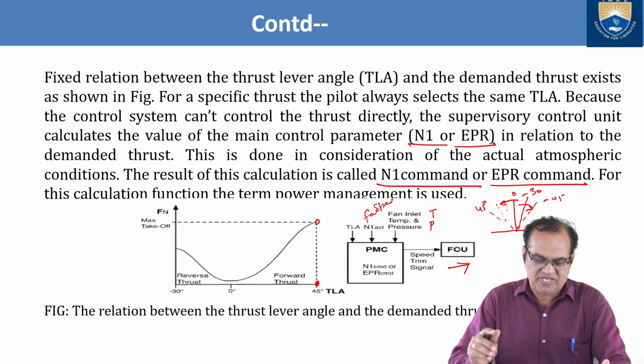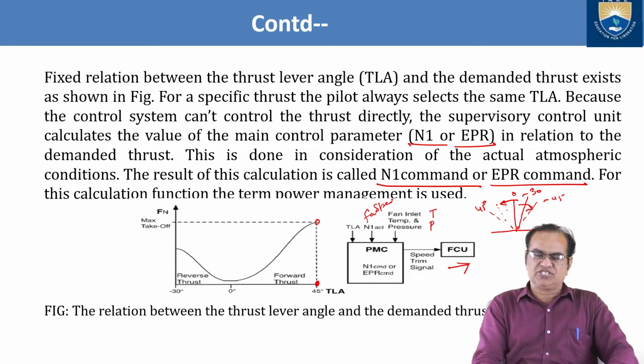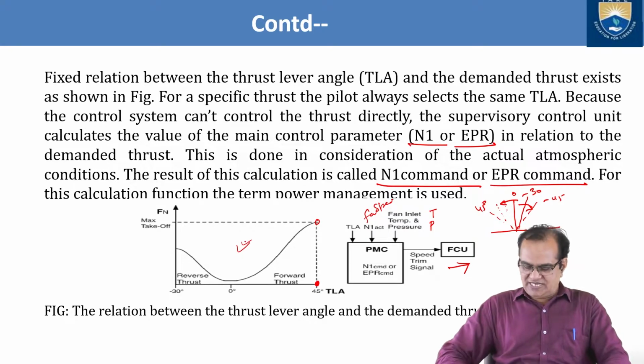So in this way, it is shown here the relation between the thrust lever angle and the demanded thrust. So how much thrust is required and how much angle is required, this plot shows about that parameter.